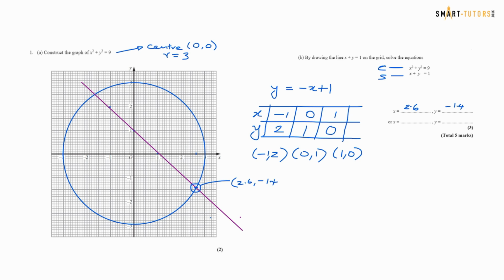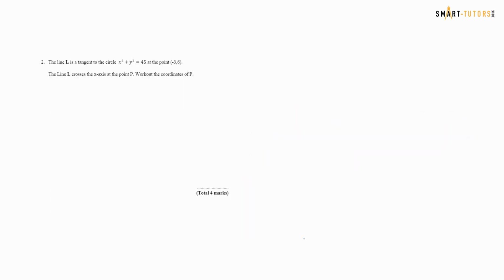That is one of the solutions, and the second solution is somewhere here. So you need to find out the coordinates of x and y. X is going to be minus 1.7 and y is going to be 2.5. So that is the solution of question number 1.